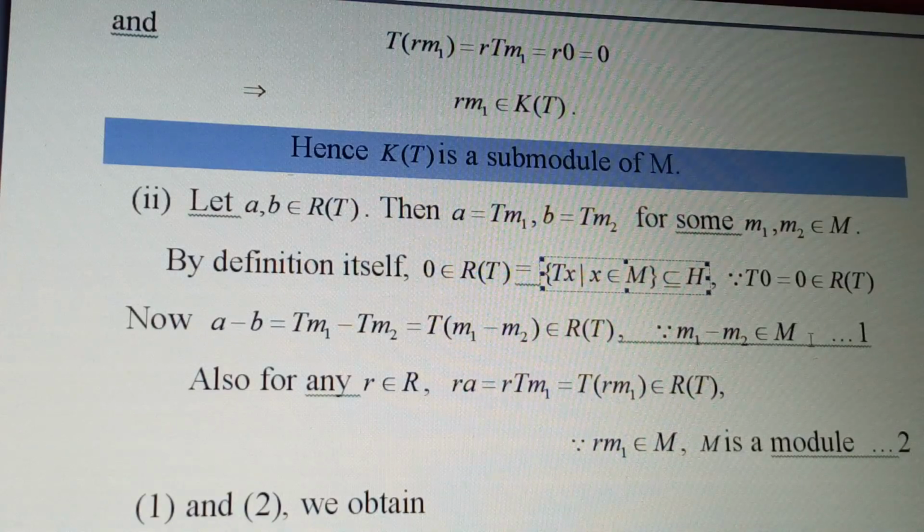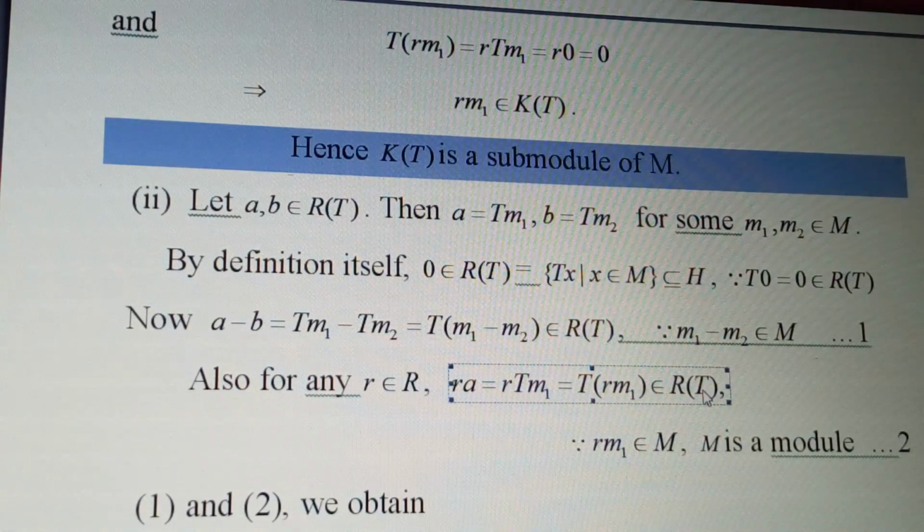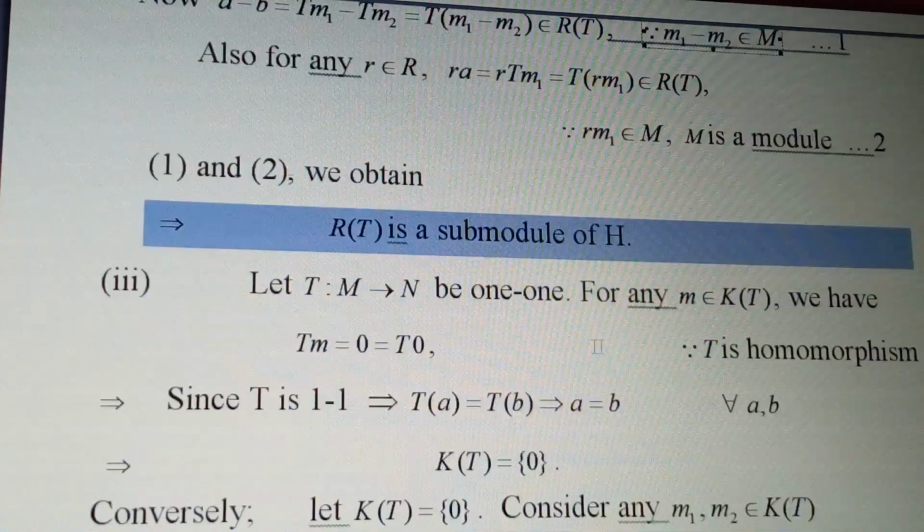By definition, m1 − m2 belongs to M, and T operates on m1 − m2. Also, for any element r belonging to R, ra = rT(m1) = T(rm1). This is the second equation, and the first was before. Both equations 1 and 2 show R(T) is a submodule of N.